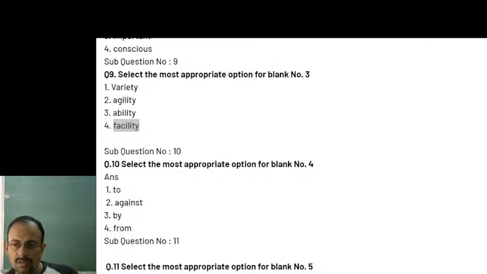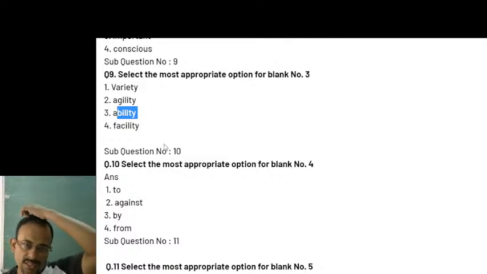Shreyash also says 9, 3. Okay, let's verify. Bhargavi also says 9, 3. Manasvi also says 9, 3. Okay, very good. You are correct. Our ability to read, write and speak. That is what communication skill is all about.